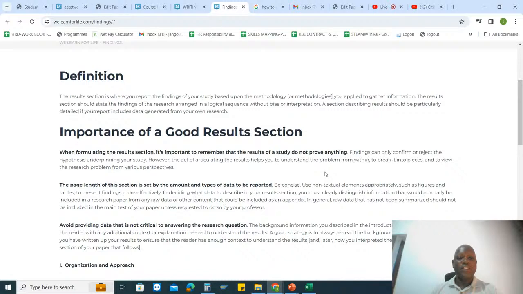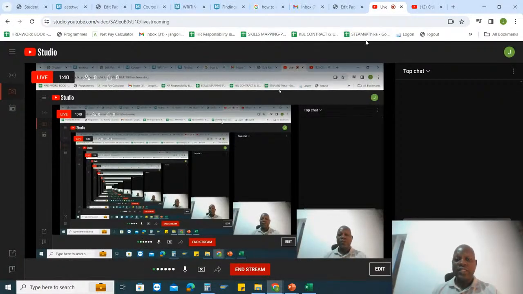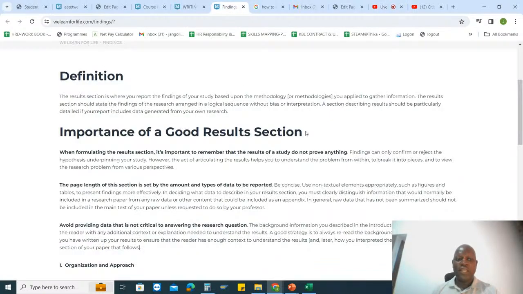So the importance of a good results section is that when formulating it, it's important to remember that the results of the study do not prove anything. They're just results. You're just saying what you found out. You are not proving anything, and you do not endeavor to do that at this particular point in time.